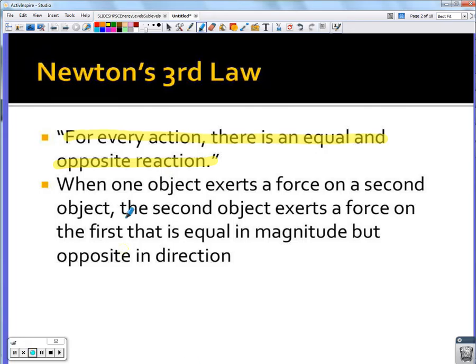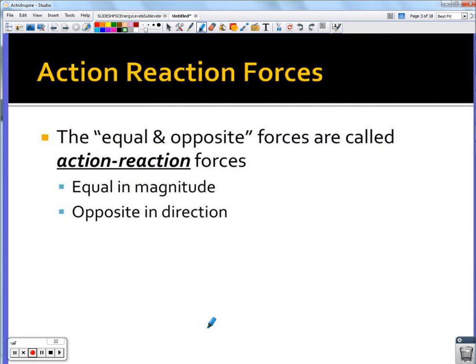So in plain words, or maybe explaining a little more about how this all works together: when one object exerts a force on a second object, the second object exerts a force back on the first that is equal in magnitude but opposite in direction. So one object applies a force to a second object. That second object pushes back equally as hard, but in the opposite direction. That gives rise to the concept of an action-reaction force, or an action-reaction pair.